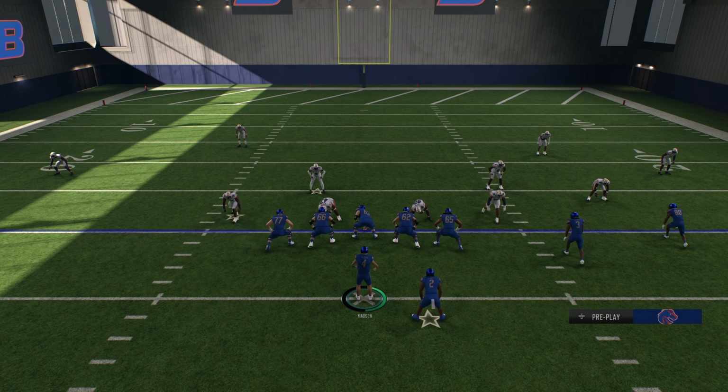So let's change that up, and let's see what would happen if I have one-on-one with the left guard and the center, and have the left tackle help the double team. Let's see, what should I do here?